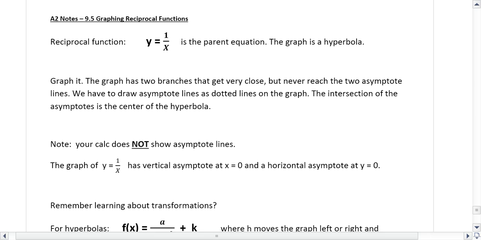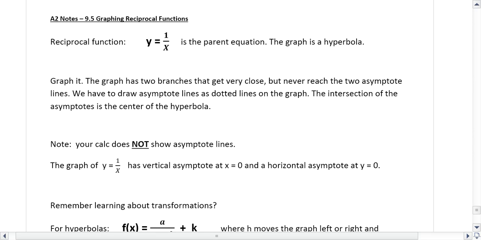A reciprocal function is simply y equals 1 over x. That's the parent equation. And if you graph that on your calculator, you will see that it's a two-piece graph, and it's called a hyperbola. The branches of the hyperbola get very close to the x and y axis, but they never cross them. And this, we learned earlier, is what is defined to be an asymptote line. Where the two asymptote lines intersect each other is what we call the center of the hyperbola.